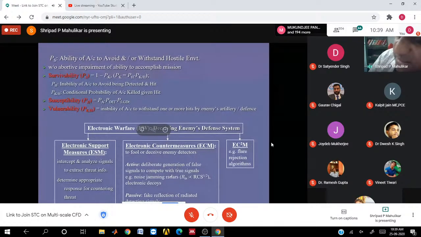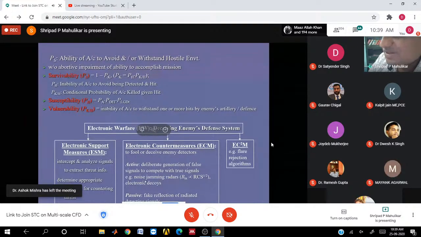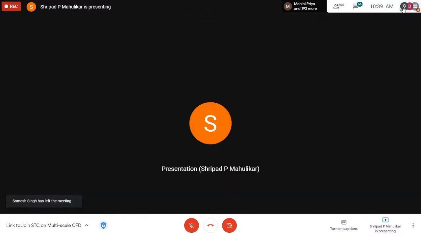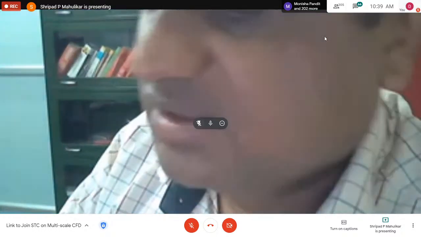And we will be covering this also briefly. One example is noise jamming radars, and we will also cover a concept called the burn-through range. Burn-through range is proportional to the square root of the radar cross section. It is a part of understanding noise jamming radars, and noise jamming radars are an example of active electronic countermeasure. Also, electronic decoys are an example of active electronic countermeasure.